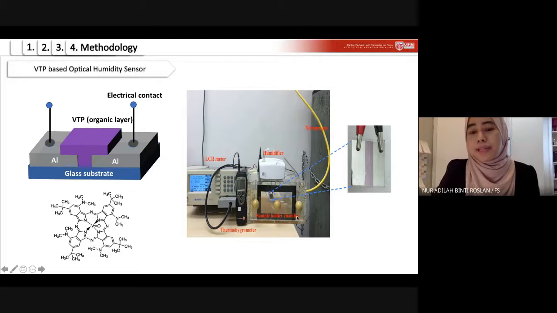This is the chamber here, just the homemade chamber, but it works. Okay, so the nitrogen gas is to dry out the vapor. The humidifier is to supply the water vapor. Thermohygrometer is to check the RH value, the relative humidity value inside the chamber, and the LCR meter will give the performance of the device. And this is the final device that we fabricate.